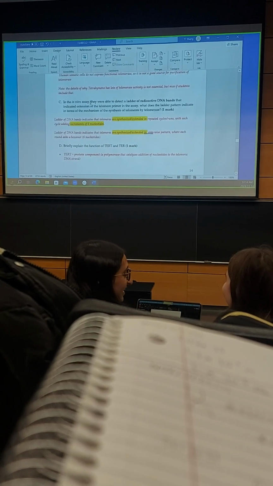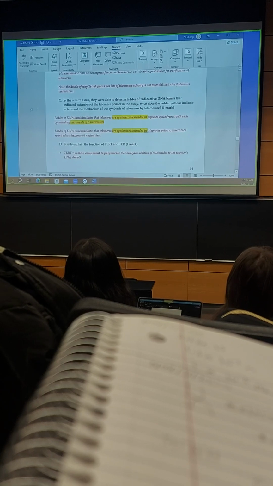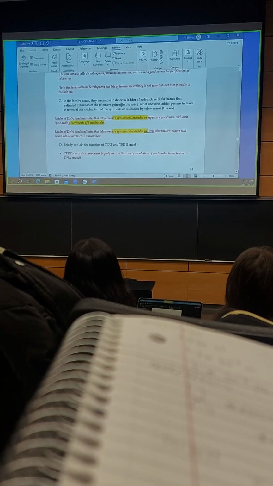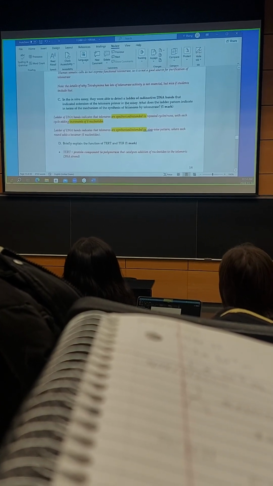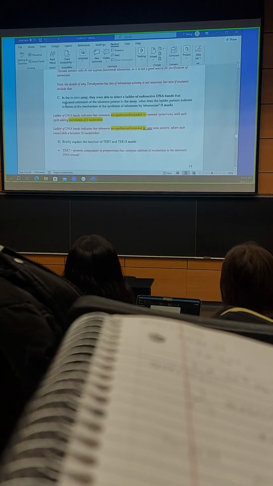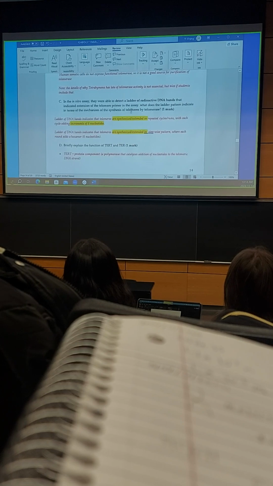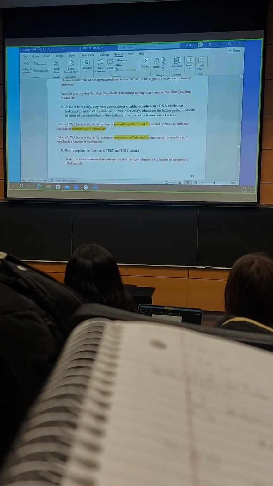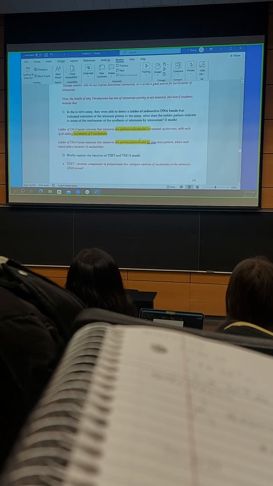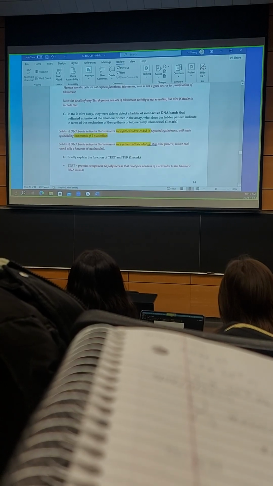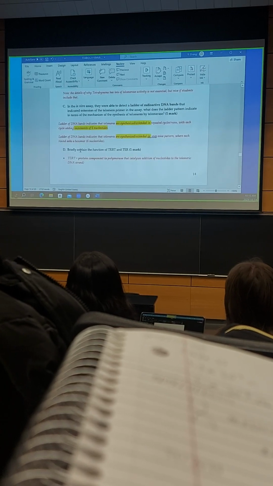In the in vitro assay, they were able to detect a ladder of radioactive DNA bands that indicate the extension of the telomere primer in the assay. What does the ladder pattern indicate in terms of the mechanism of telomere synthesis by telomerase? Either you say this is a repeated cycle of runs of synthesis, or a stepwise pattern. Second, it is synthesized in increments of 6 nucleotides, or each run you add a hexamer.